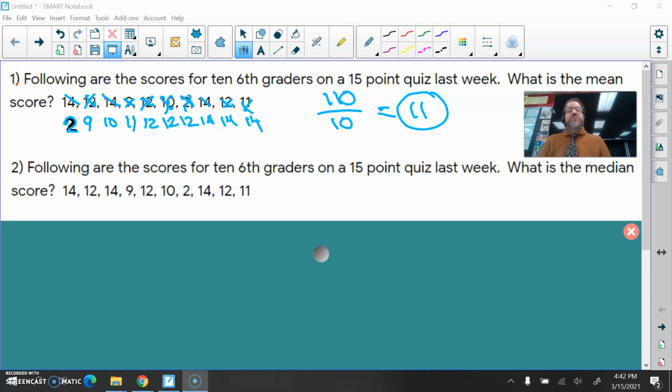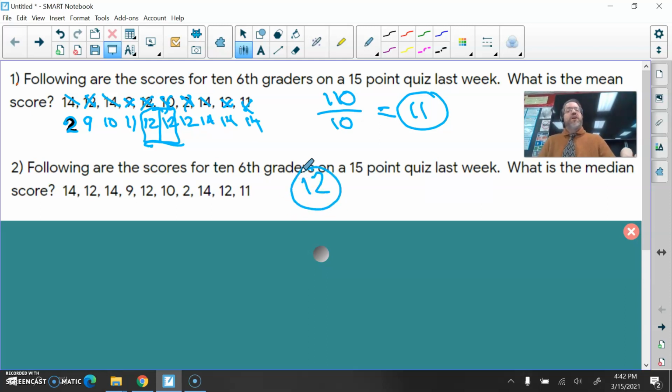The median score is the one that's right in the middle of the data set after they are put in order least to greatest, which we did right here. And since there are 10 of them, I'll cut that in half, which is 5. So my median would have 5 scores to the left and 5 scores to the right. 1, 2, 3, 4, 5. And I'm going to want to find the average of those two numbers that are in the middle of this data set. They both happen to be 12s, so my median will be 12.